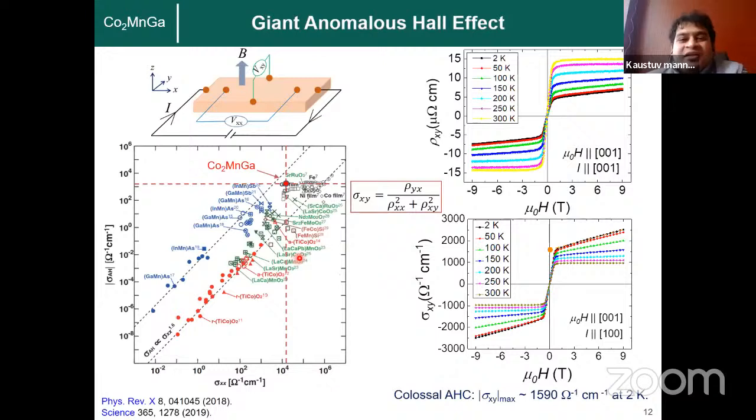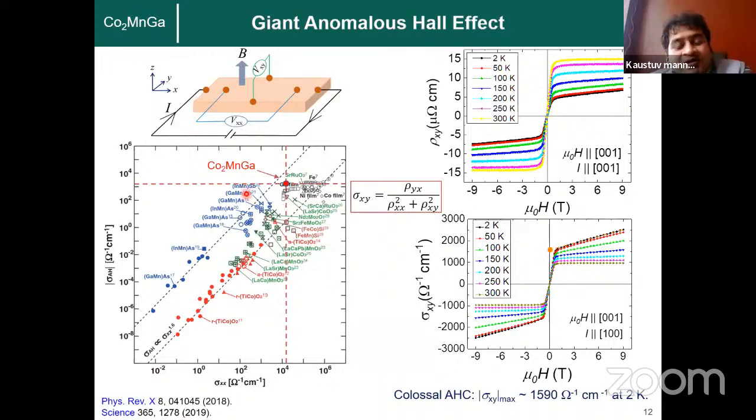Next, we do the electrical transport measurement. So this is the configuration for the electrical transport, and we measure the Hall resistivity. This is the field dependence of the Hall resistivity, and we use this formula to calculate the Hall conductivity. From the field dependence of the Hall conductivity, we extrapolate the high field value to zero field, and this value gives the anomalous Hall conductivity for this compound.